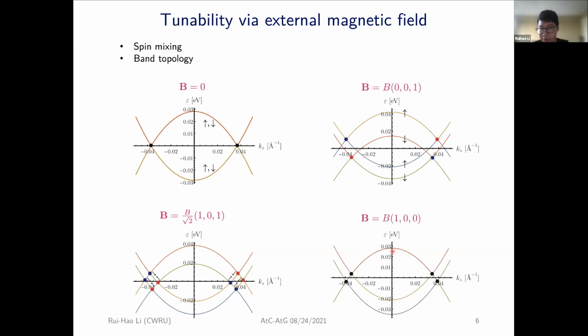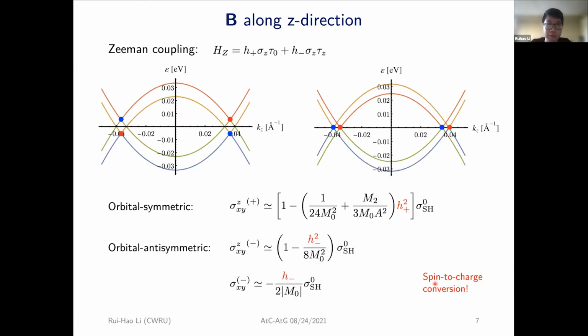So finally, when the B field is along the X axis, each 2 of these Weyl points will merge into a single Dirac point. So in this case, the system actually enters a Dirac semimetal phase once again. So we'll start with the relatively simple case when B is applied along the Z direction.